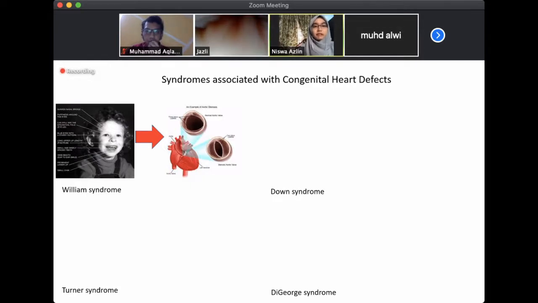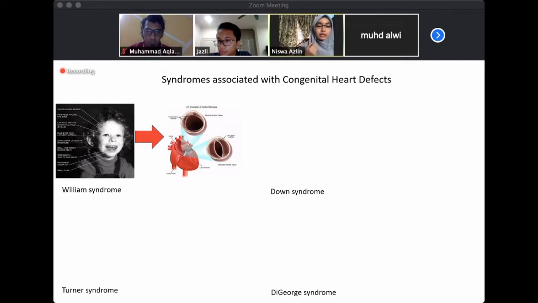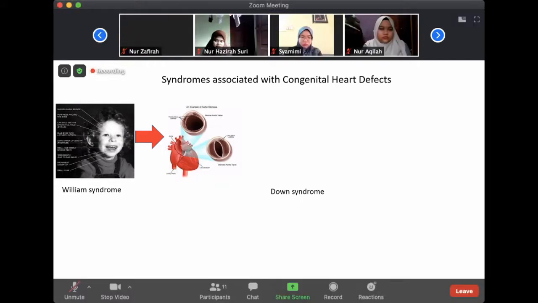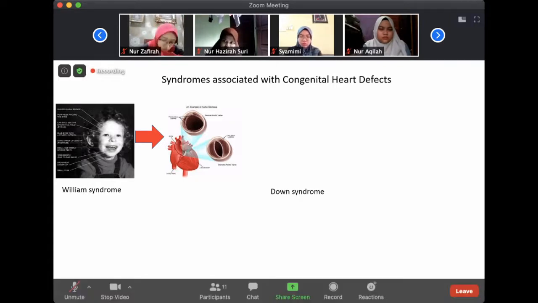So other features that we can see in Williams syndrome, the pathognomonic one is the elfin facies of the patient, which is characterized by craniofacial abnormalities. We can look at the prominent forehead of the patient, the widely spaced eyes, as well as the small mandible. And the patient can also have dental hypoplasia.